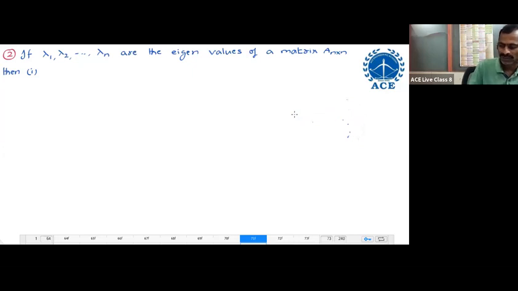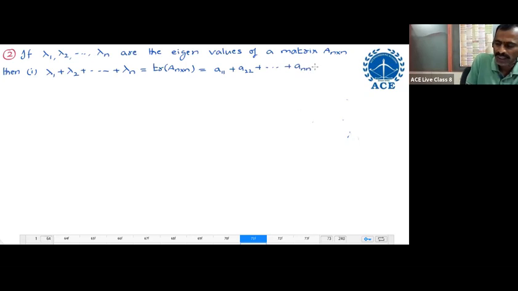Third order, 3 eigenvalues. The first result is lambda 1 plus lambda 2 plus and so on plus lambda n equal to trace of A, n cross n. Trace of A, n cross n means trace of the matrix. Trace means here sum of the diagonal elements: A11 plus A22 plus and so on plus Ann. Sum of the eigenvalues of a square matrix equal to sum of its diagonal elements.